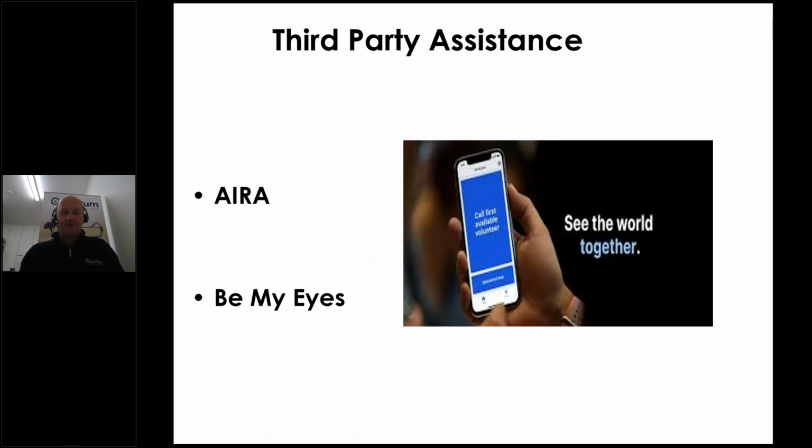Third-party assistance. Third-party assistance is really using your smartphone to ring someone to get them to assist you to see where you are or what you're trying to look at. Of course, first of all, you need to make sure you have a smartphone and you're able to operate it okay. There's one called Aira, and there's another one called Be My Eyes. You would ring them, and then they would access the camera in your phone and really be your eyes. That's what they're actually doing. So it's third-party assistance.